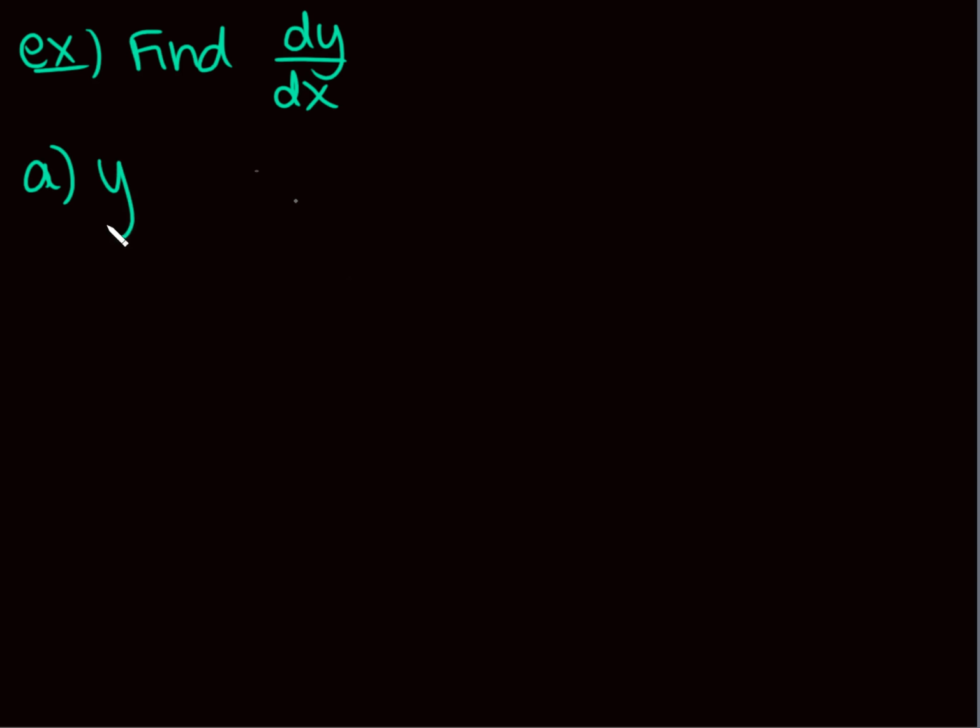So for example, let's find dy dx. And let's start off with that first example that I did, okay? y is equal to (4x minus 1) squared, okay? I have a composition of functions. I could FOIL this out. You could, but we're going to see other functions that we're not able to FOIL out, okay? So what we want to do is find what is our outer function and what is our inner function, okay?